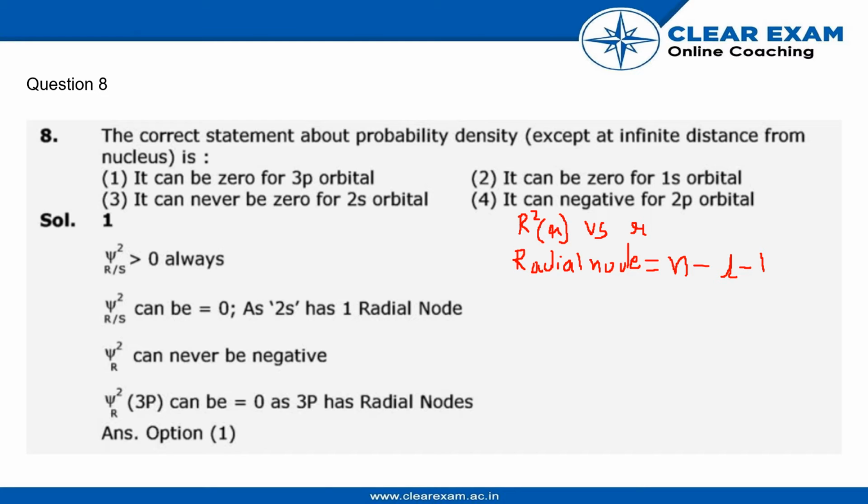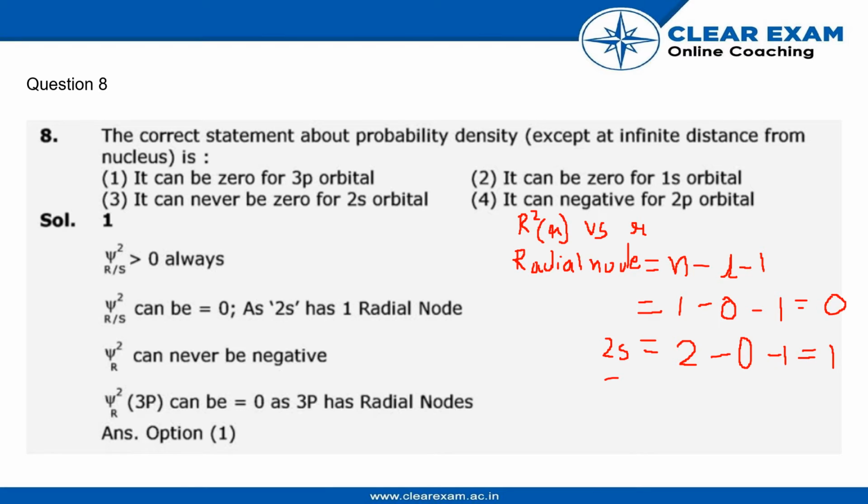So to calculate the radial node of, let's say, 1s, the n stands for the coefficient of the orbital, so we'll write 1, and l is the azimuthal quantum number for s, which is 0, and minus 1. So for 1s it comes as 1 minus 0 minus 1, which is 0. And if we want to calculate for 2s, the radial node is 2 minus 0 minus 1. So the radial node of 2s will be 1.